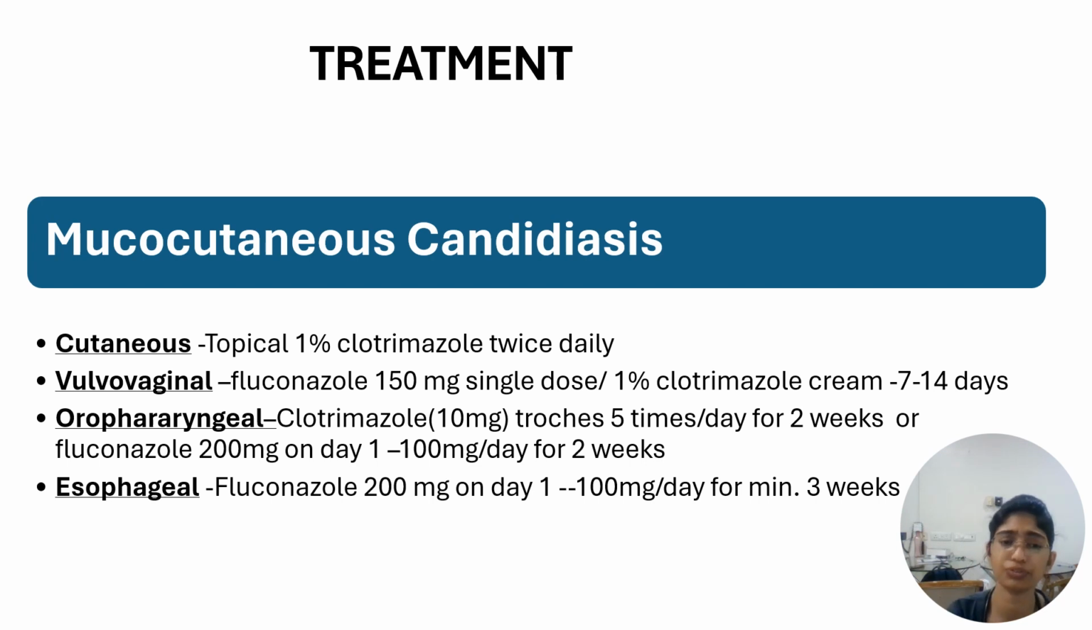So for the treatment of mucocutaneous candidiasis, if it is cutaneous, then topical 1% clotrimazole twice daily. While for vulvovaginal candidiasis, fluconazole 150 mg single dose or 1% clotrimazole cream for 7 to 14 days. Oropharyngeal candidiasis, clotrimazole 10 mg troches 5 times per day for 2 weeks or fluconazole tablet 200 mg on the first day followed by 100 mg per day for 2 weeks. For esophageal candidiasis, fluconazole 200 mg on the first day followed by 100 mg per day for a minimum of 3 weeks.